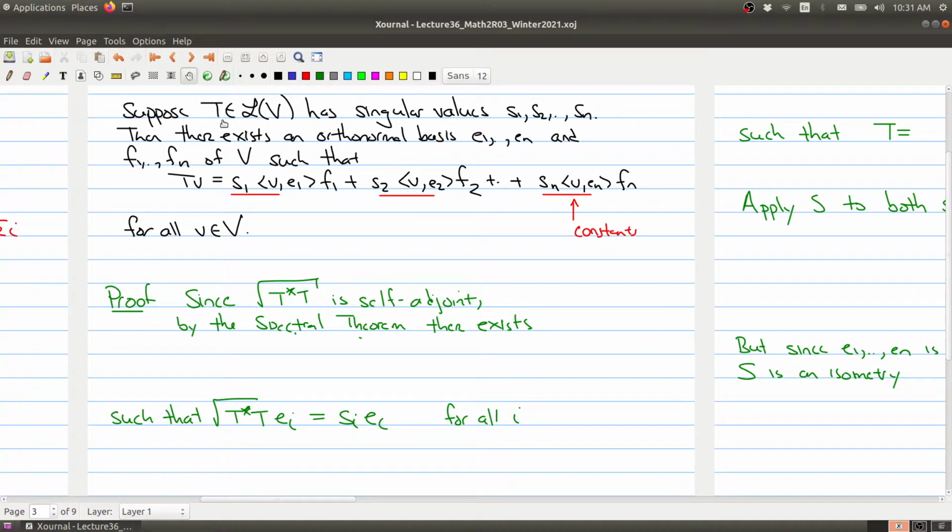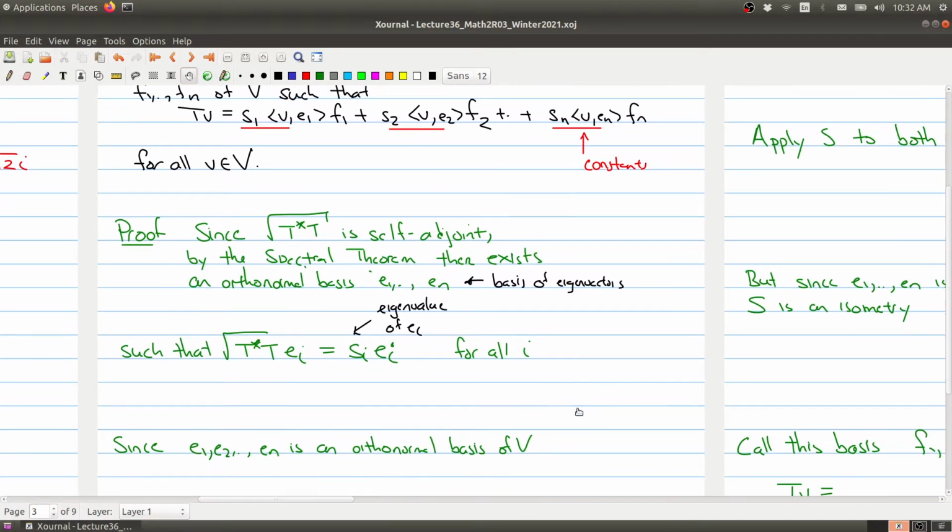So we're taking any particular operator and we're looking at the square root of T star T, the square root of T composed with its adjoint. And this is a self-adjoint operator. So by the spectral theorem, because it's self-adjoint, there exists an orthonormal basis E1 up to En such that when you apply the operator to Ei, you get Si times Ei for all i. Just remember that Si is the eigenvalue of Ei. In fact, what the spectral theorem is telling you is that when you have a self-adjoint operator, you have a basis of eigenvectors that are also orthonormal. So we're really just using the fact that this is a self-adjoint operator.